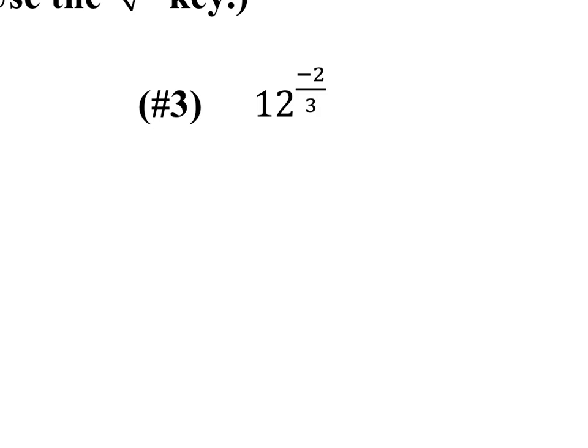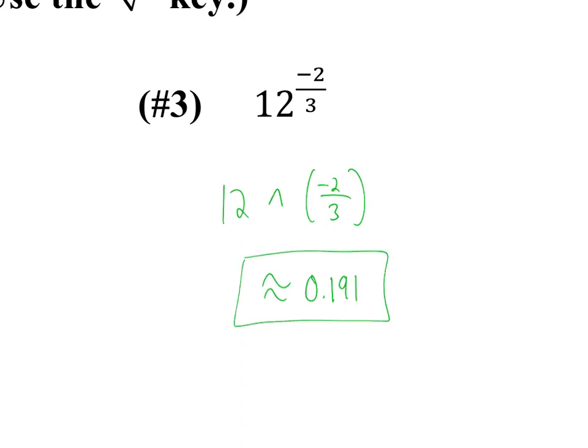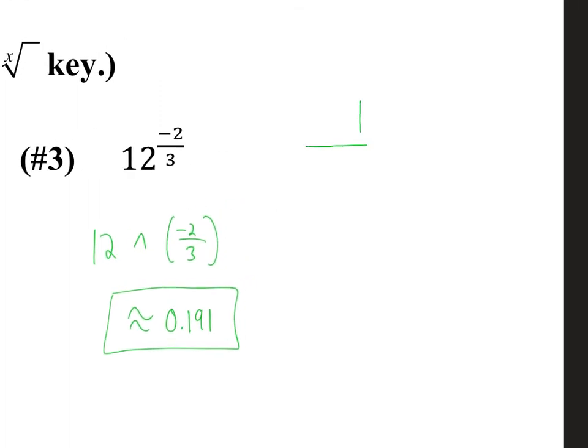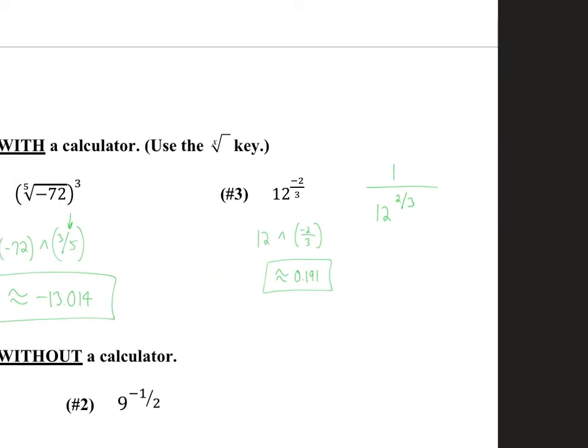All right, last one, we have 12 to the negative 2/3. So that's going to be the same thing as 12 to the power of negative 2 divided by 3. And we're going to get approximately, when we do that, 0.191. And that number is a little smaller because a negative exponent moves to the denominator. So this is the same thing as 1 over 12 to the 2/3. Right? Because negative exponents move to the denominator like that. So that's why it's a little bit of a smaller number. Okay, let's move on here.